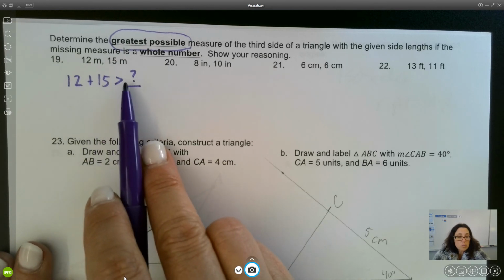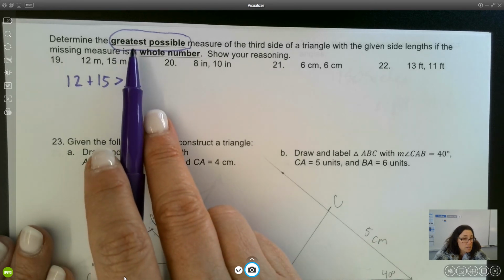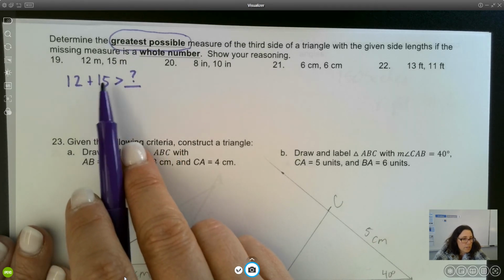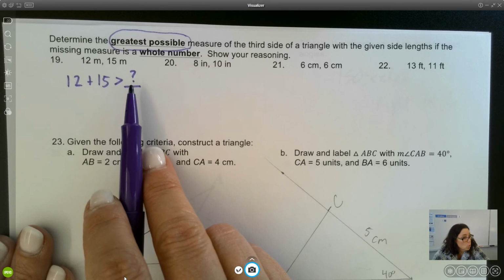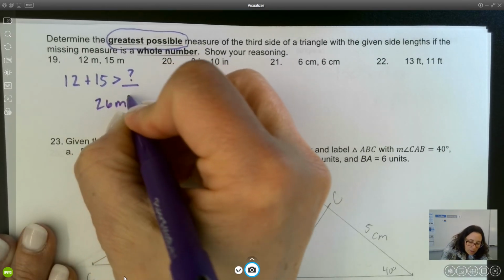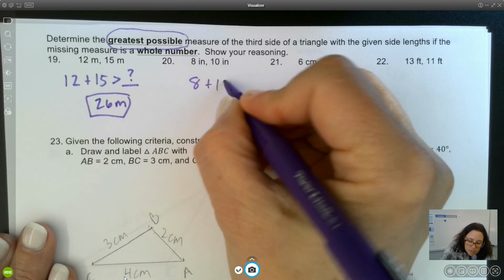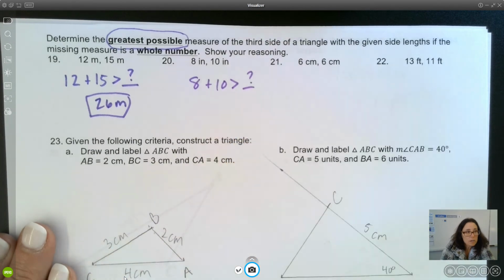Well, 27 is bigger than 1. 27 is bigger than 5. 27 is bigger than 10. Okay, I'm looking for the biggest. 27 is greater than 26. 26 meters. Okay, this guy right here, 8 plus 10 is greater than question mark.